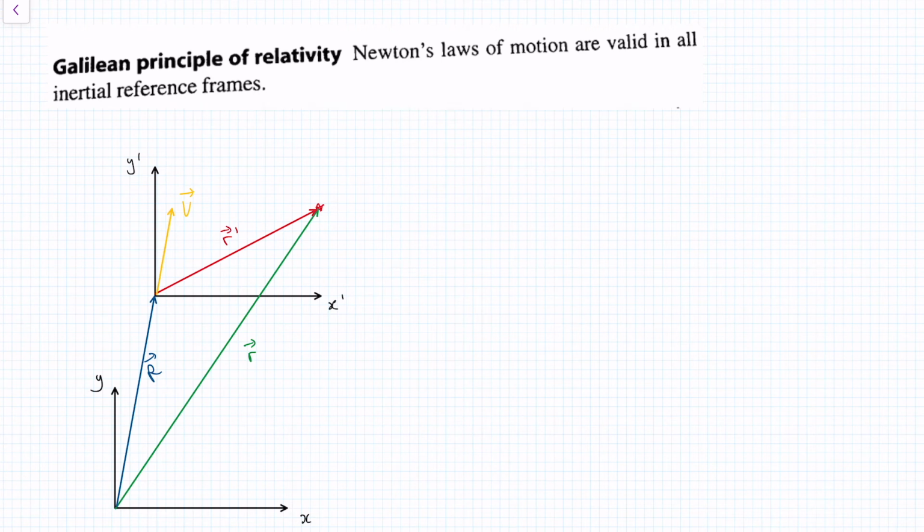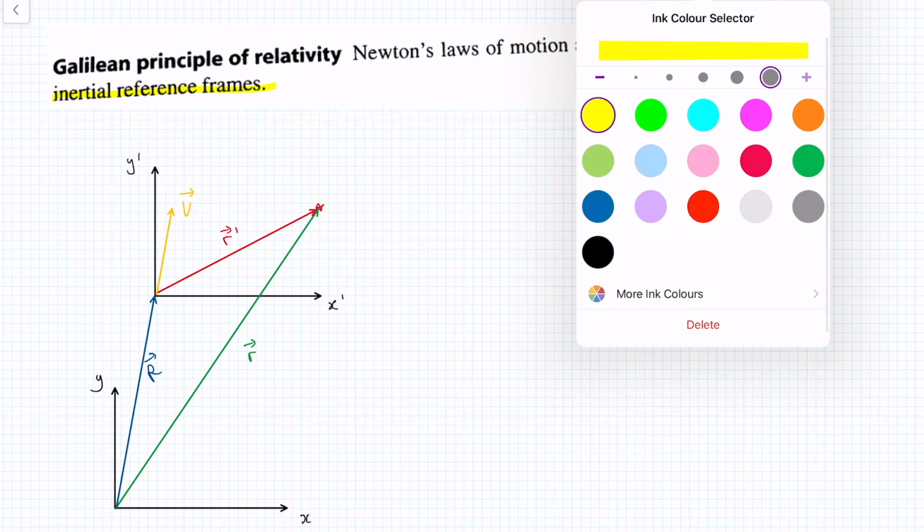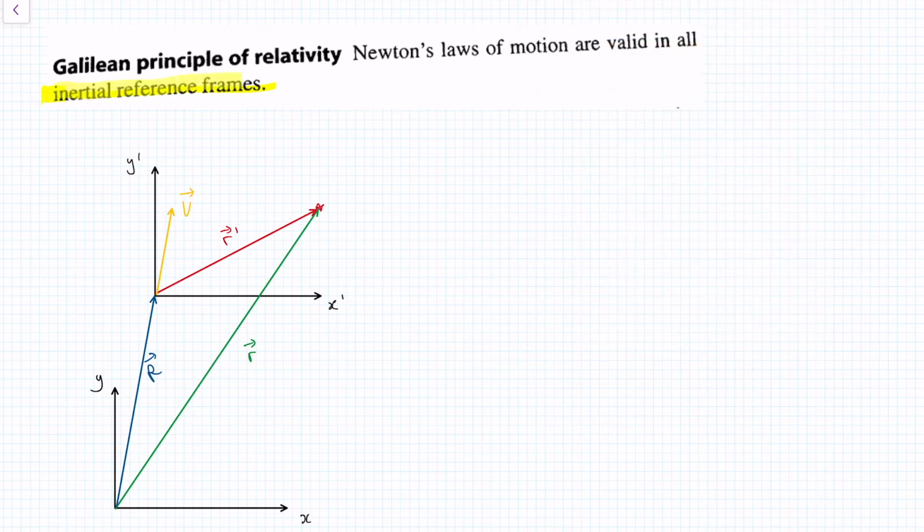So this is the third video on Einstein's special theory of relativity. In the last video, we talked about the Galilean principle of relativity, and the conclusion was that Newton's laws of motion are valid in all inertial reference frames. But to ensure that we understand what this inertial reference frame means, let's be specific.